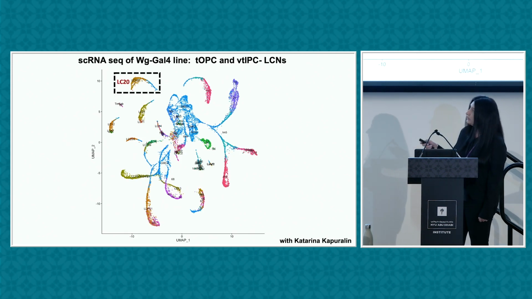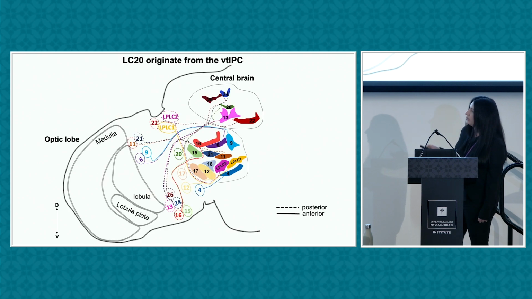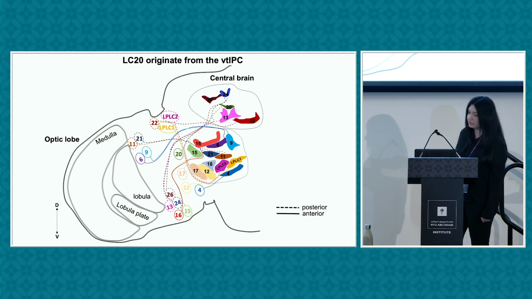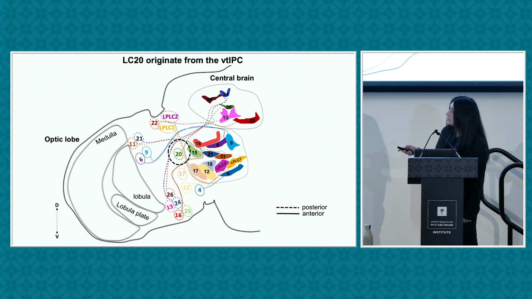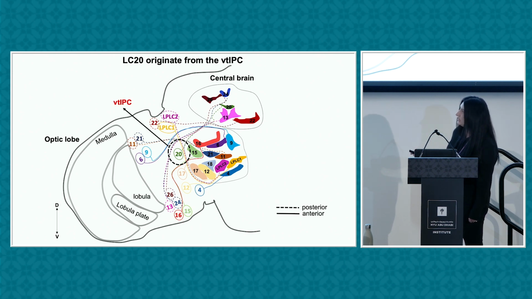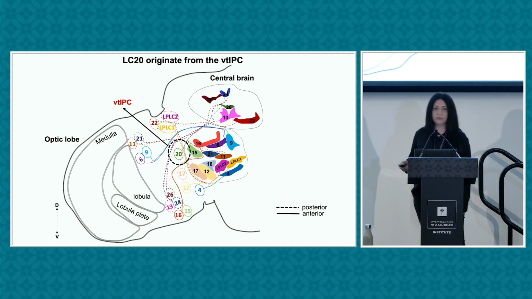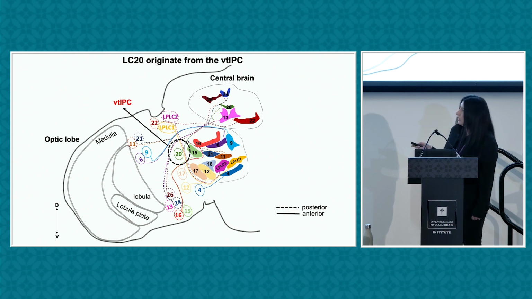And lastly, we found the cluster for LC20 neurons here. You can see here LC20 are also located close to LC4, 12, and 17, although their optic glomerulus is in a different location. And similarly to 4, 12, and 17, LC20 also come from the ventral tip of the OPC. However, they come from a different spatial domain.